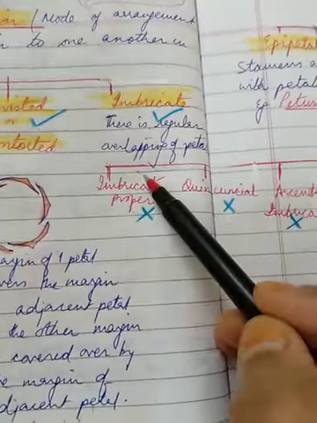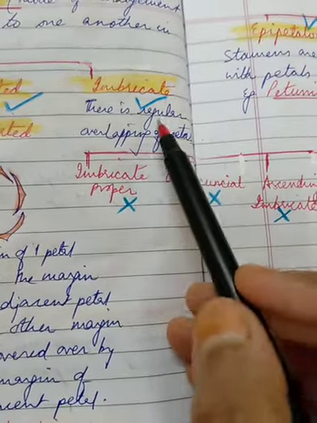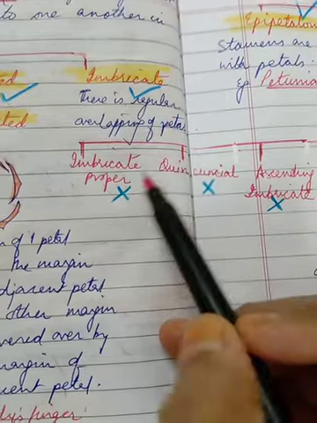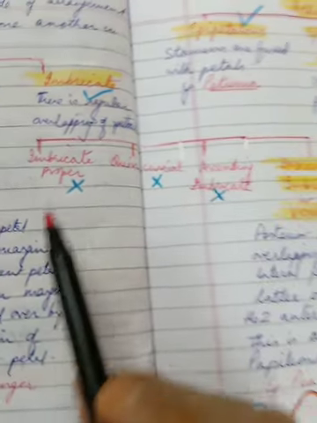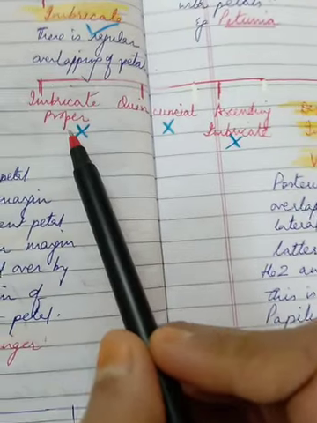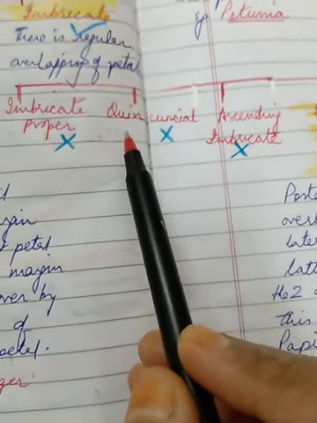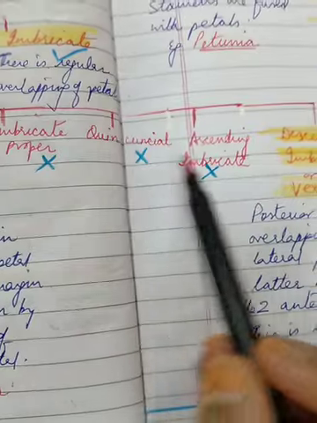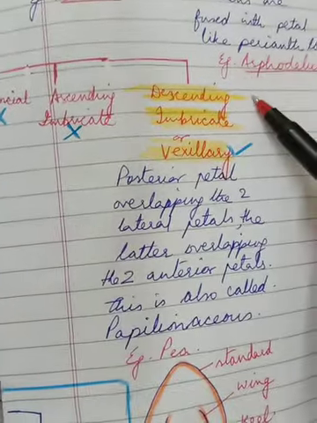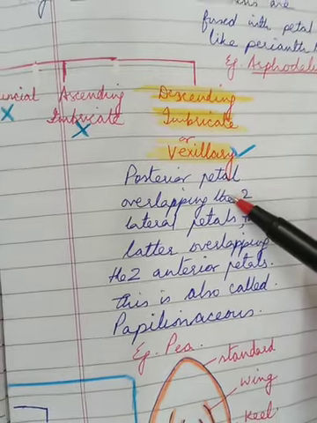Third is imbricate. Imbricate means there is regular overlapping of petals. In this there are 4 further varieties. Imbricate proper. The next is quincuncial. The third is ascending imbricate. And the fourth is descending imbricate or vexillary.